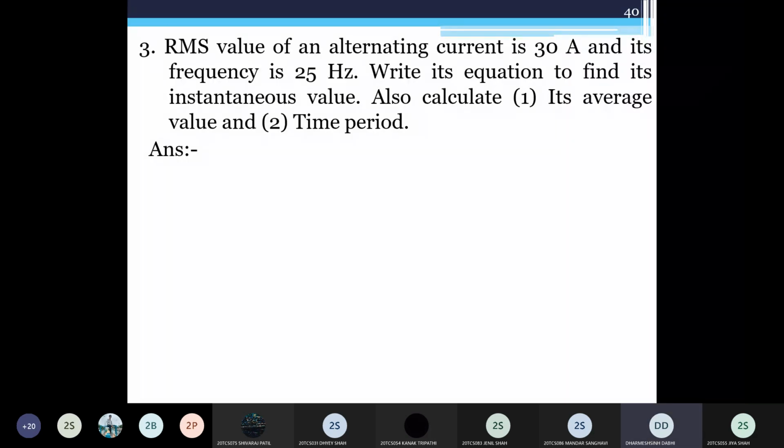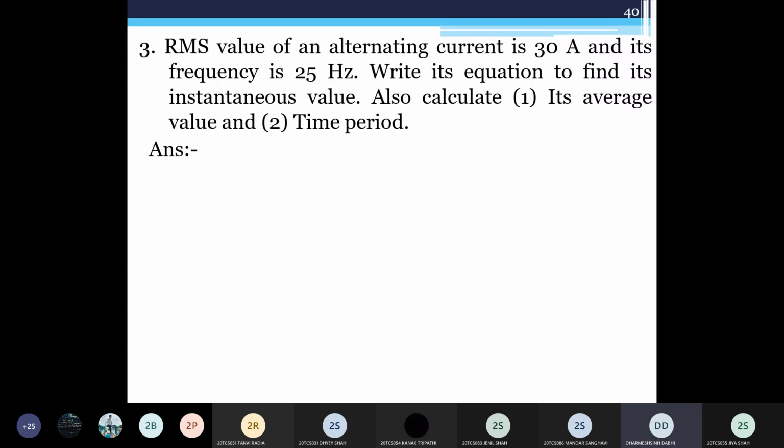RMS value of alternating current is 30 ampere and its frequency is 25 hertz. Write its equation to find the instantaneous value. Also calculate its average value and time period. First of all, find out the instantaneous value of this current.